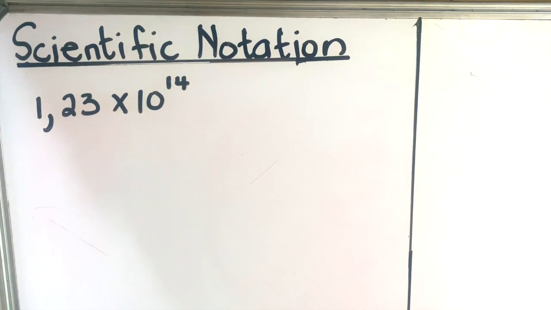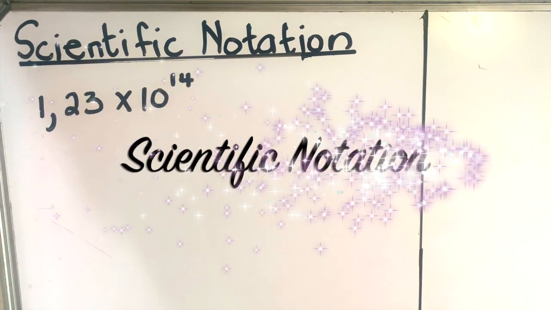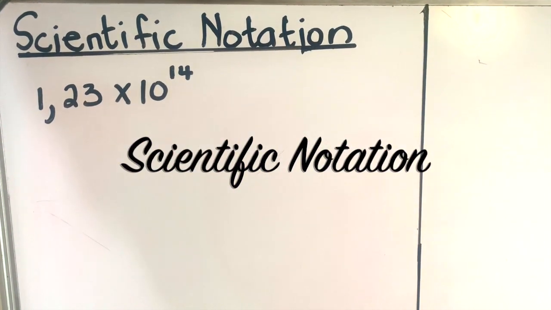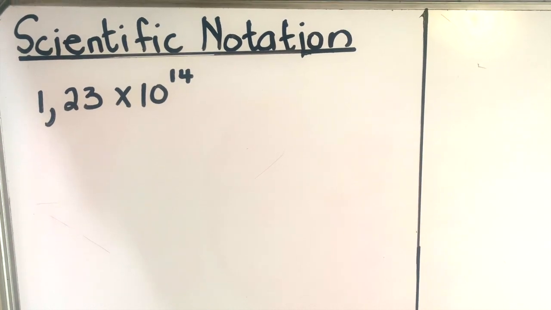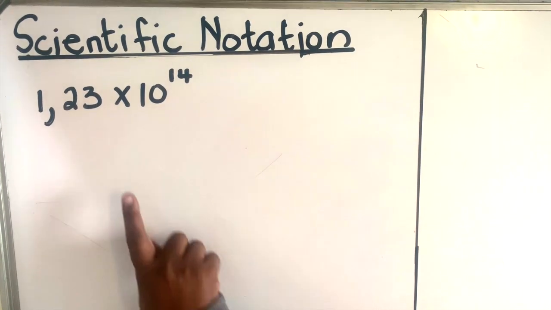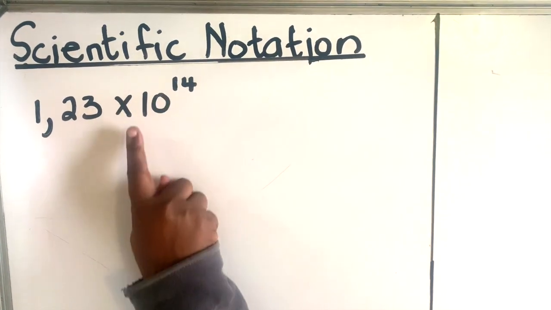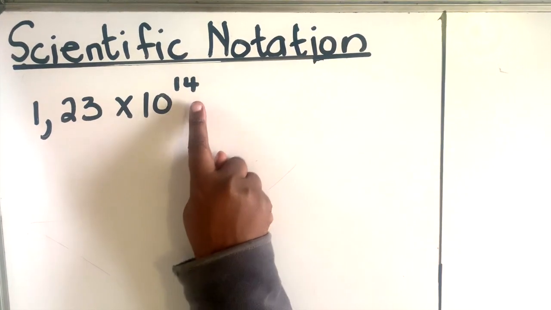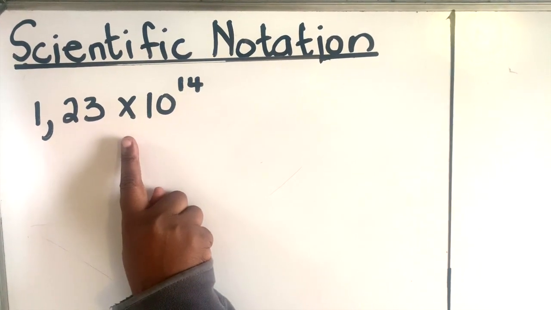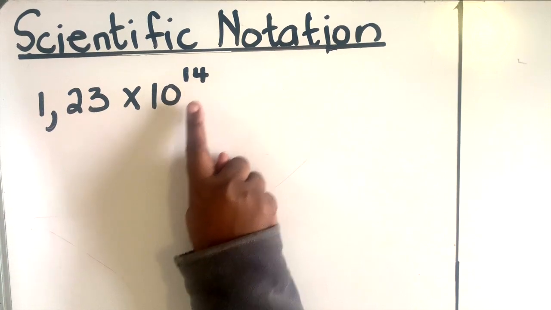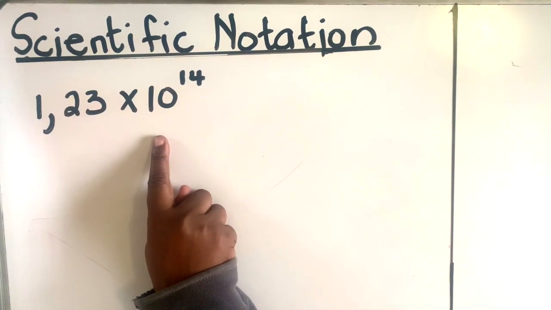Hello everyone. In this video, I'm going to show you how we write scientific notation and how we interpret scientific notation when it is written and you are asked to write it in a normal form. When it's written like that, times 10 to the power of something, this is scientific notation.